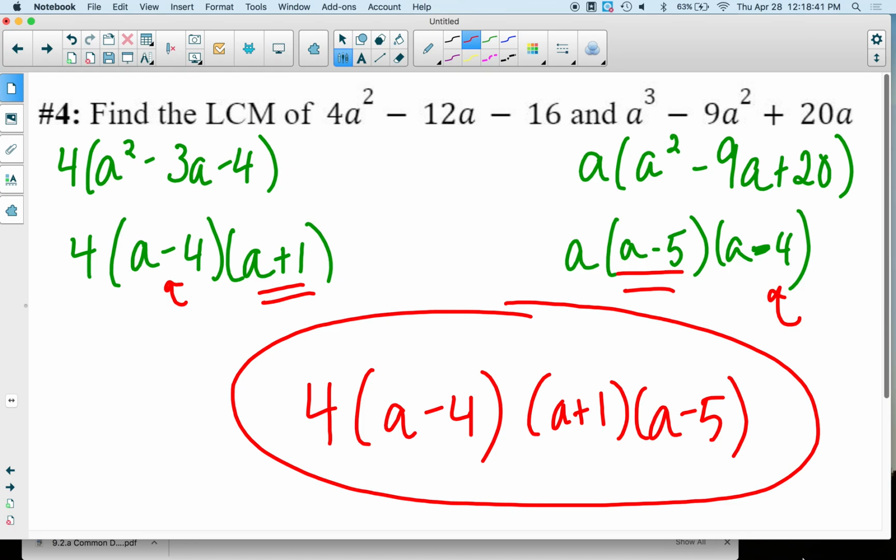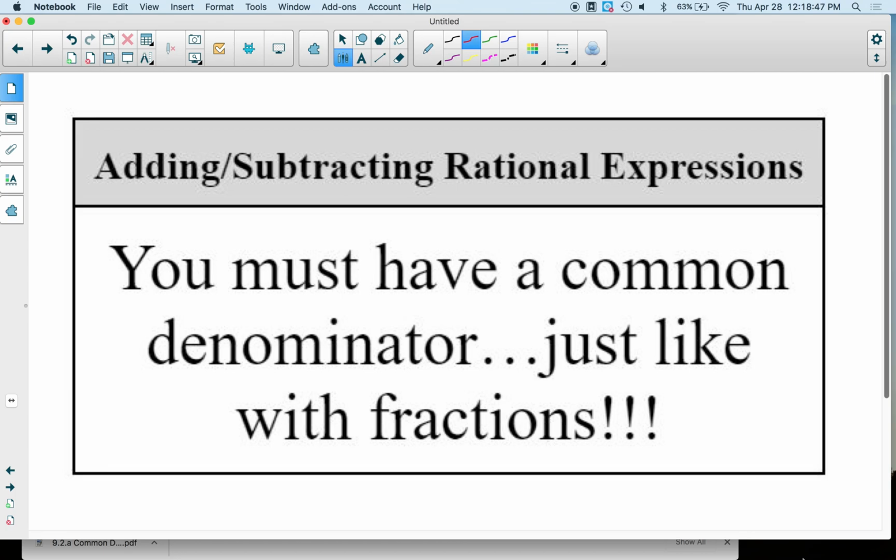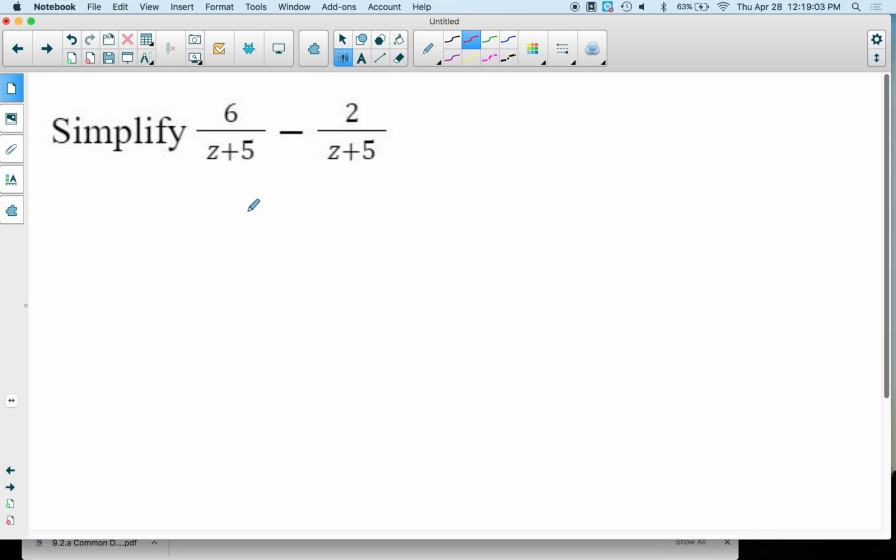Okay? So that's one of our skills, finding common multiples. All right, and to intro into the second part of 9.2, as we get into adding and subtracting rational expressions, this is our golden rule. We have to keep in mind that you must have a common denominator in order to add or subtract rational expressions.